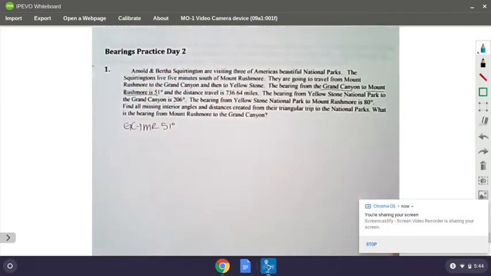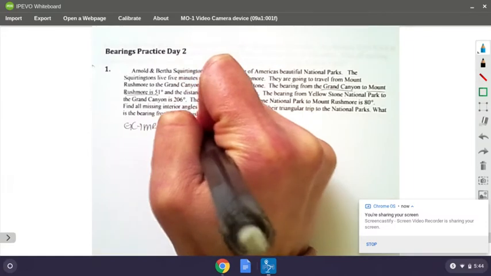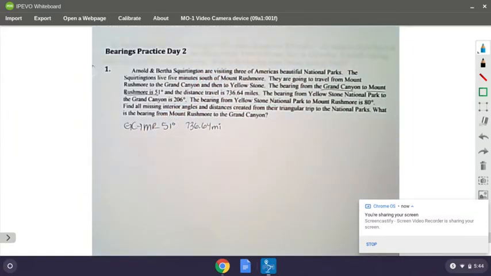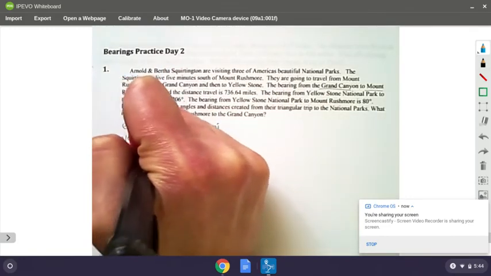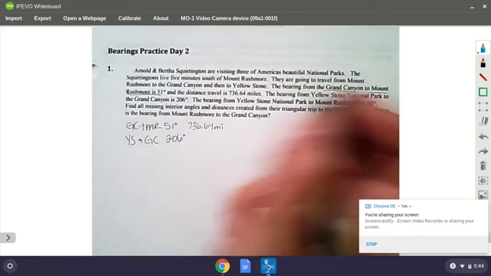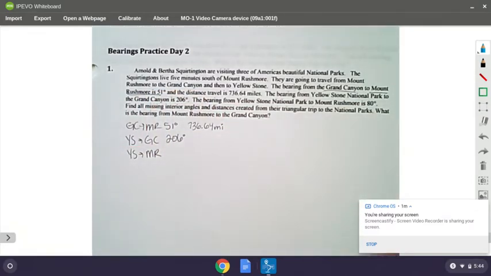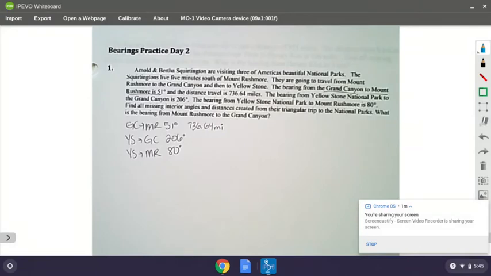I like to make the list because then it kind of helps me figure out which one to do first and not having to look back to all the words. So now we have Yellowstone to Grand Canyon is 206, and Yellowstone to Mount Rushmore is 80. Okay, so they tell us to find all missing interior angles and distances created.